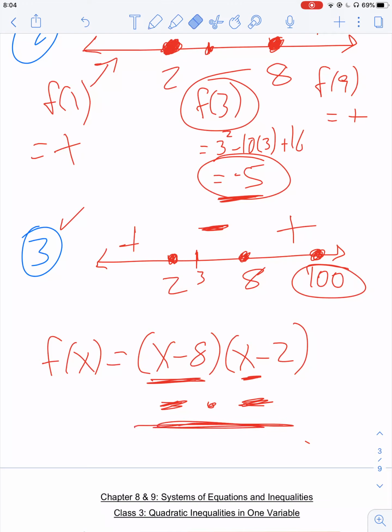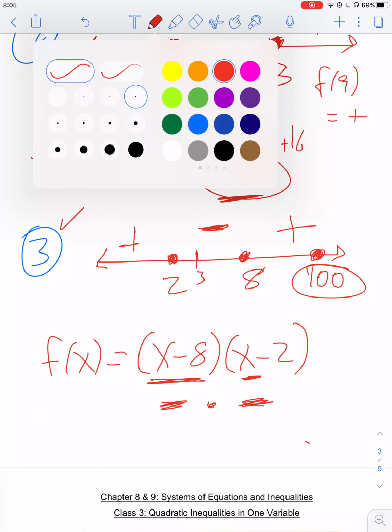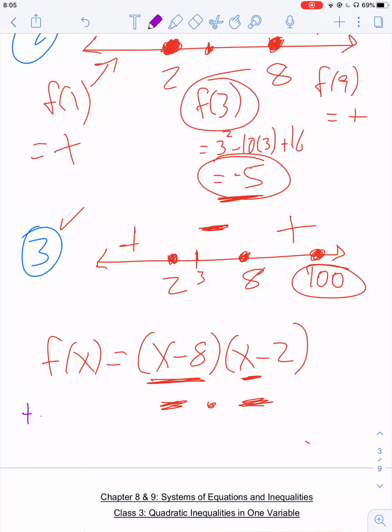And for those of you who are not very good at this, just remember that positive times positive is positive, negative times negative is also positive. But if you have positive times negative, the negative will win, so this is going to be negative. And negative times positive, the negative will win, so this is also going to be negative. These are your four possibilities.